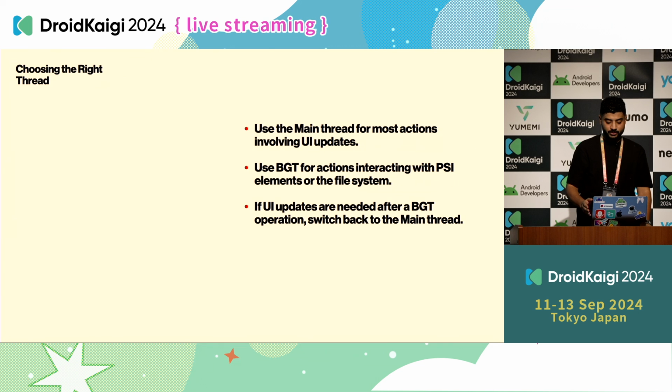But here we want to know what we should do to choose the right thread when we are working with the update function. So basically, if you are working with PSI or anything that has heavy calculations or works with the file system, you should go with BGT. But if it's just updating something in the UI, you should always go with EDT.